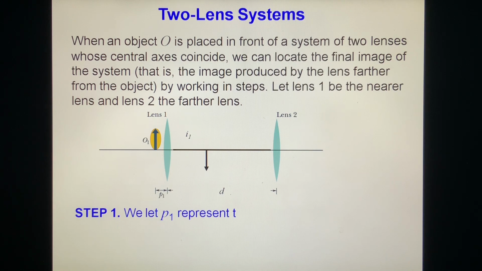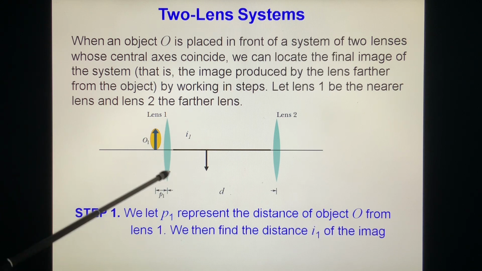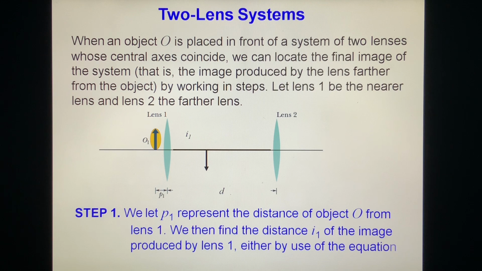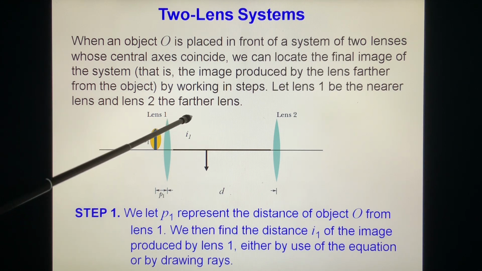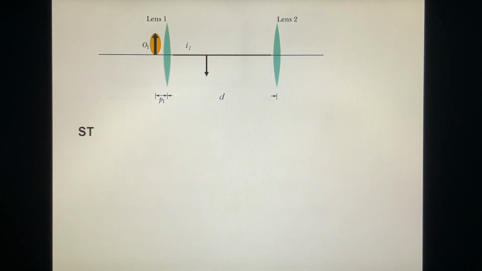Step 1. We let P1 represent the distance of the object from lens 1. We then find the distance I1 of the image produced by lens 1, either by use of the equation or by drawing rays.